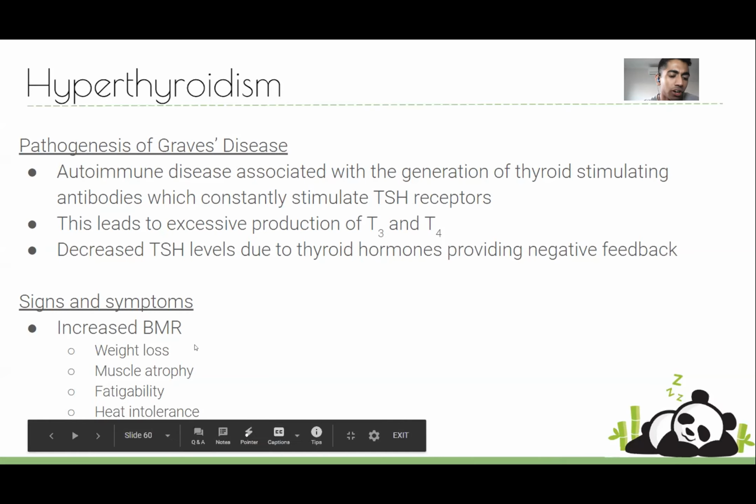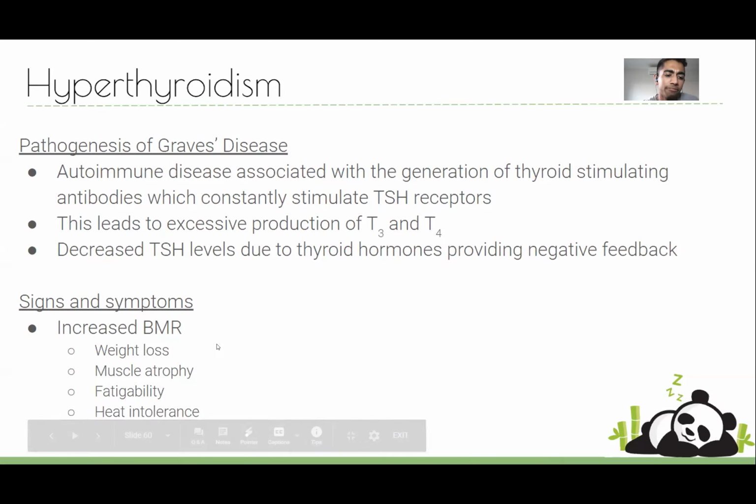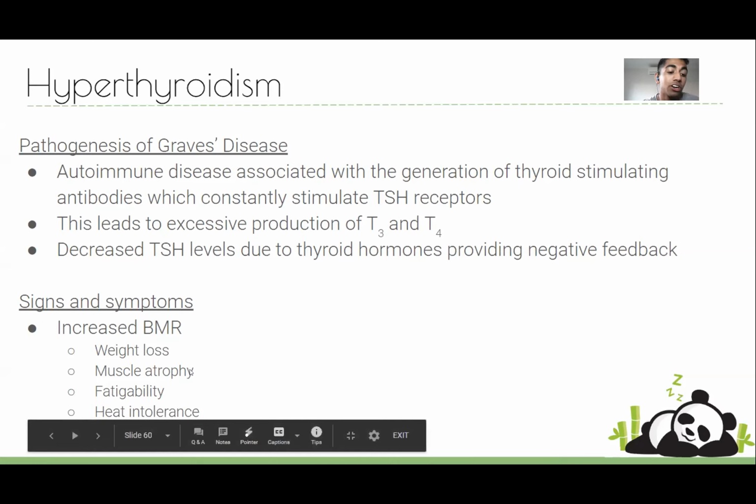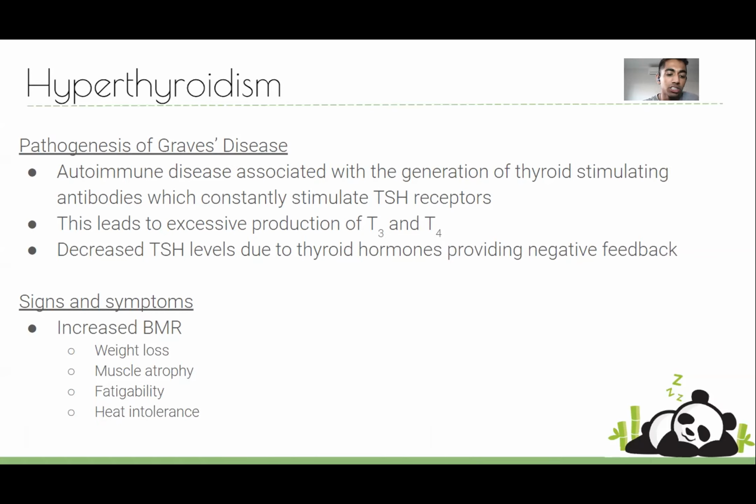Signs and symptoms. So we've got our increased basal metabolic rate. So we're going to be burning a lot of our fat and muscle. So we're going to get weight loss and muscle atrophy. We're going to have fatigue, because every disease causes fatigue. We're going to be having heat intolerance. Heat intolerance is mainly because we're burning so much, because our body is working so hard. When it's hot outside, we are less able to tolerate that because we're already so hot. So that's why they get that heat intolerance even with just a mild change in temperature.